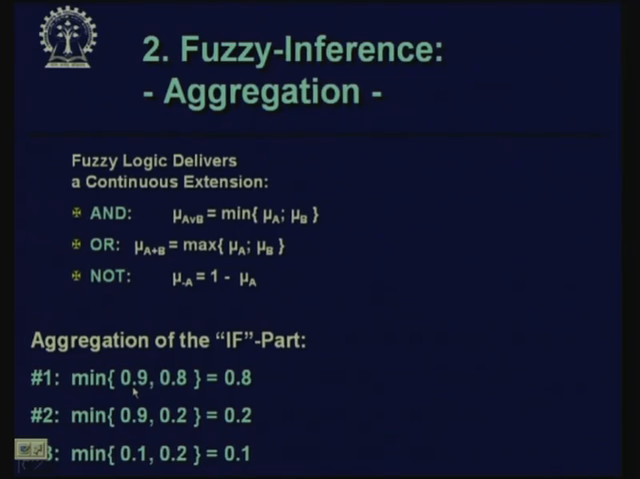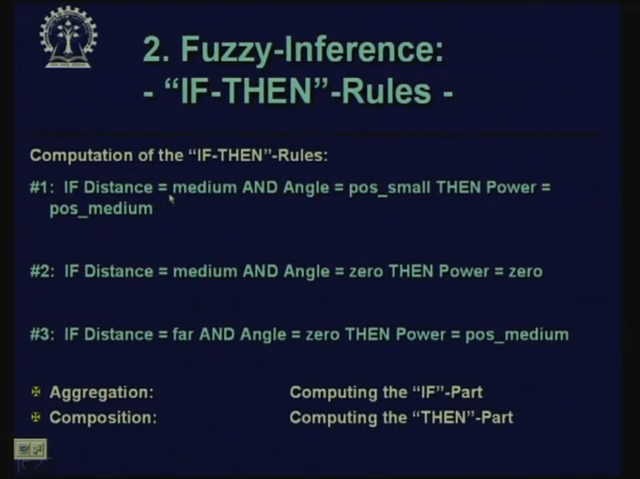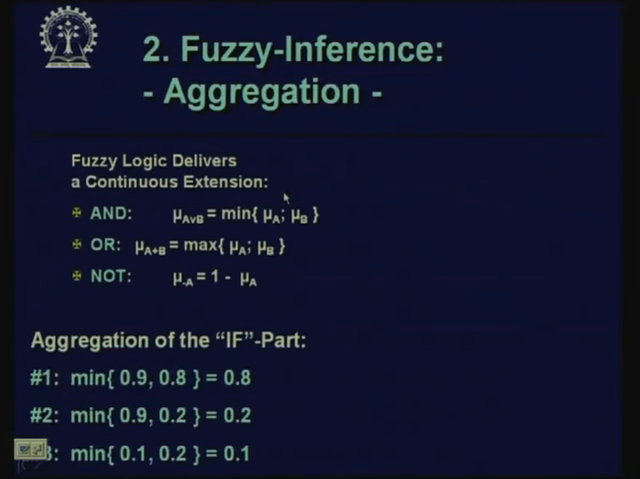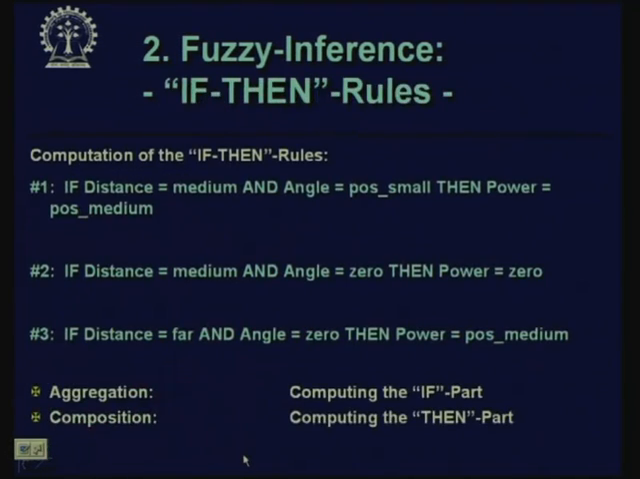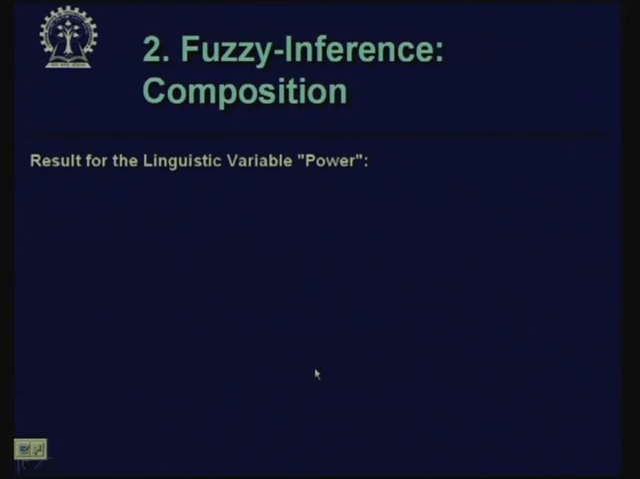Say in the first rule we get the distance medium, in that it was 0.8, and in angle positive small it was 0.9. The angle had a membership 0.9 here and the distance was 0.8 in medium. So, this thing will be the min, all right, that we have already seen. So, it is 0.8. For the second rule, suppose in the same way the two antecedents give 0.2. For the third rule it is giving 0.1. So, for each of these rules we do the aggregation, we compute with the min function the truth of their antecedents. Then I will do the composition.